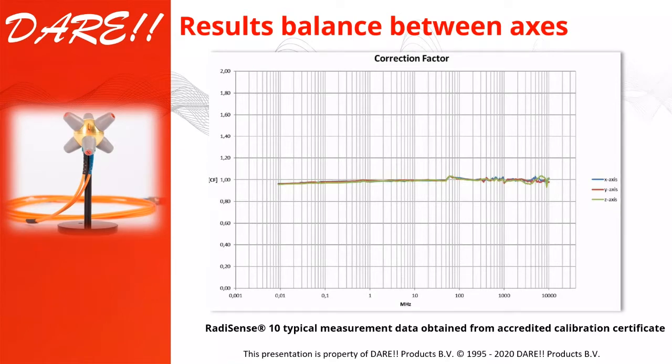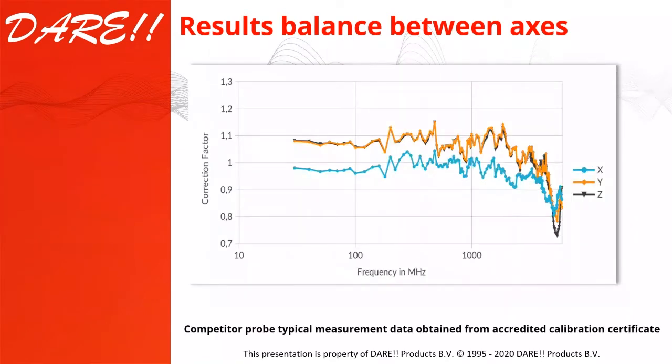As a comparison, I can also show you a graph of a competitive probe. And this is data taken from the public domain, so they have published this on their own website, so it's no secret or tricky way of showing data. But here you can see a different story. Here you see that 2 of the axes are on top of each other, the Y and the ZX are almost on top of each other, but the XX, the blue line, is way below. So here you can clearly see that this probe has an imbalance between the axes.